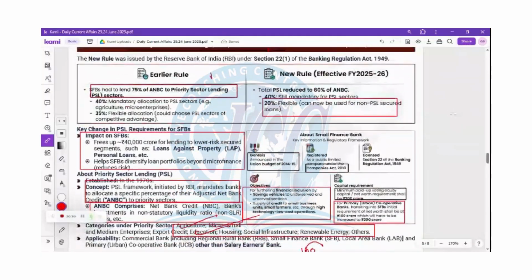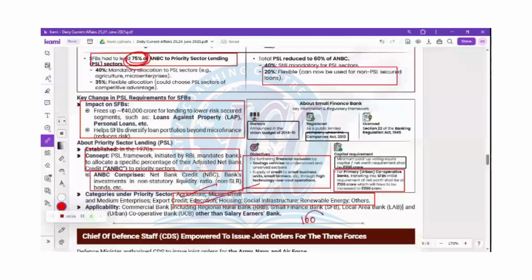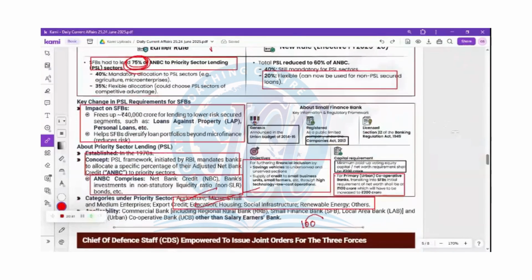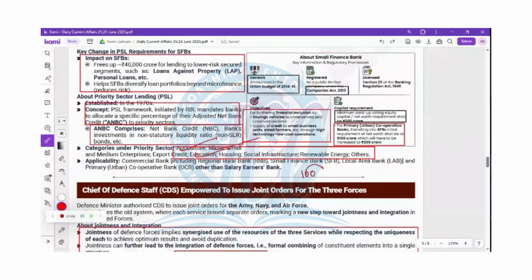But the small finance banks earlier had to lend up to 75%. 75% of what? 75% of their adjusted net bank credit. So overall credit, you can develop an analogy: overall bank credit, 75 out of 100 rupees they have to give, whereas commercial banks give 45 rupees. Now these new small finance banks are supposed to give up to 75%. But now the Reserve Bank of India has reduced it to 60%. Yes, very important, please go through this.